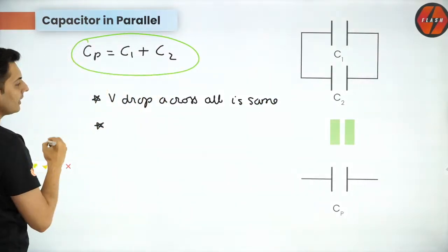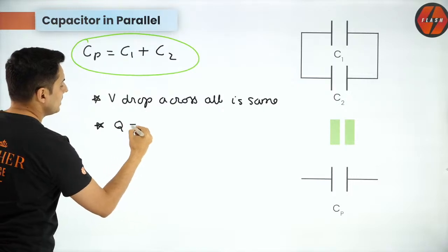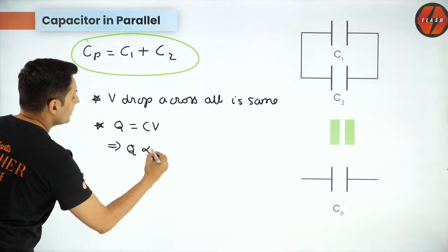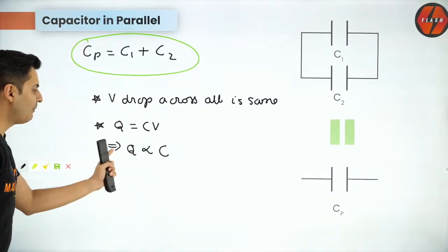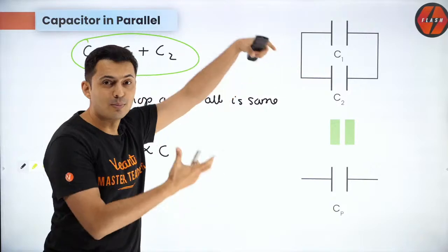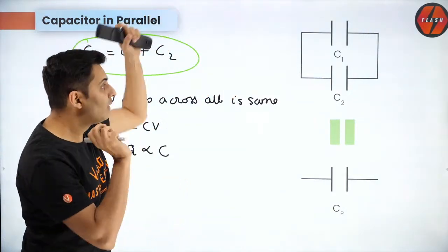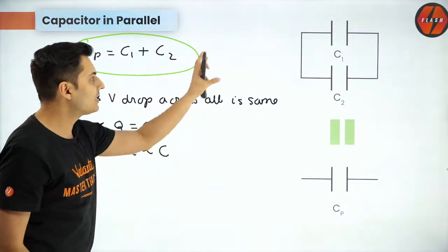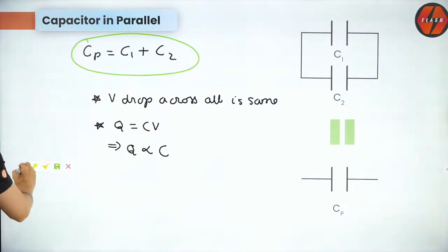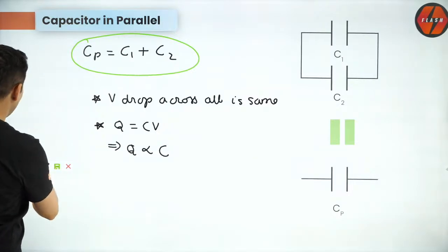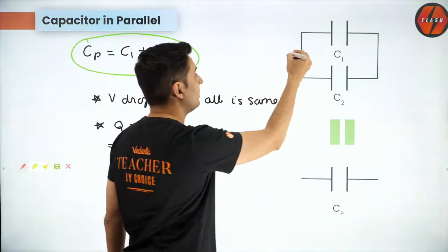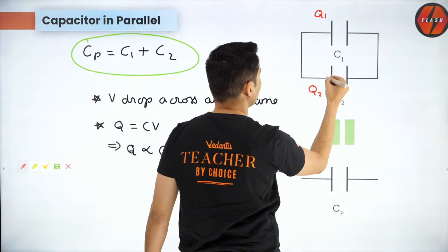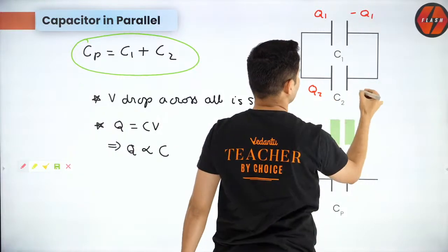And using another principle which says Q is equal to CV, that clearly implies the charge is proportional to the capacitance. So the one capacitor which has more capacitance will also store more charge for the same voltage. That's how the charge is directly proportional to the capacitance. That means, guys, that each capacitor will be storing different charges. This will be Q1, this will be Q2. This is minus Q1, this will be minus Q2.